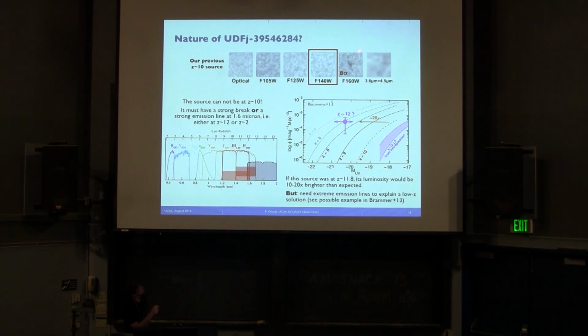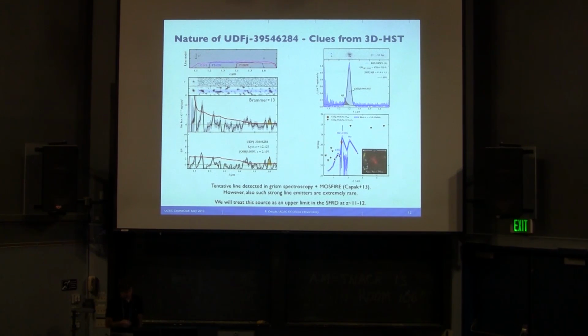But another solution that we might have is that this is emission line flux that we're seeing here at around 1.6 micron. And indeed, there's a very, very tentative line detection from GRISM data. There's another very tentative line detection from MOSFIRE data. But at this point, we really don't know if that's a real source, if that's a real emission line. Certainly, there are sources with these extreme emission lines, 0.3, but they're also extremely rare. So at this point, I'm going to treat this source just as an upper limit at redshift of 12.